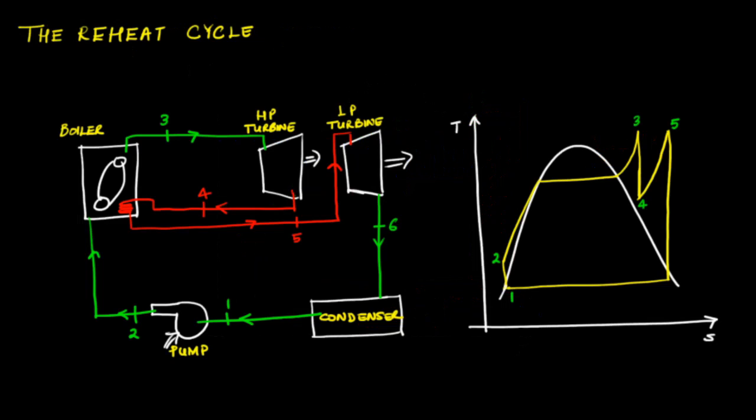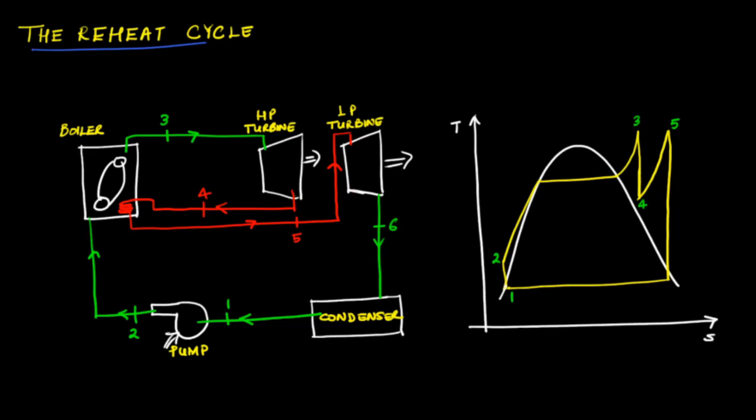So we have seen that the efficiency of the Rankine cycle is increased by an increase in pressure during heat addition. However, increase in pressure, as we have seen, is accompanied by an increase in the moisture content of the steam in the low pressure end of the turbine. And this drawback can be addressed by the Rankine cycle with reheat, or the reheat cycle. In this figure, we have shown the schematic illustration of this cycle, and we've also plotted this on a TS diagram.